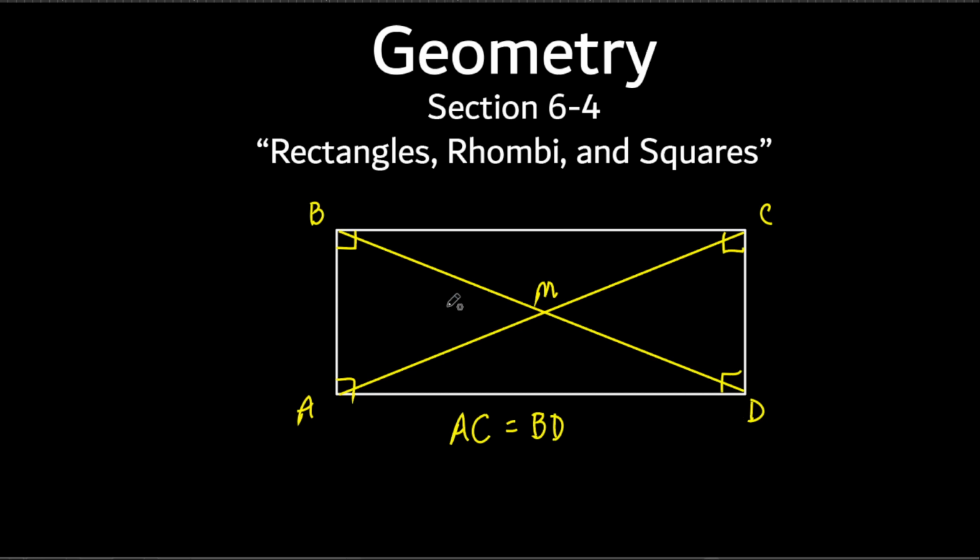But watch this. What would be true about BM, MD, MC, and MA? They're all equal to each other. That's right. Because we know a rectangle is a parallelogram, so they bisect each other. And we also know it's a rectangle, so the diagonals are equal to each other. So this one and this one are both split in half, but they're both the same, right? So if I take the same two things and split them in half, then this, this, this, and this are all equal to each other.